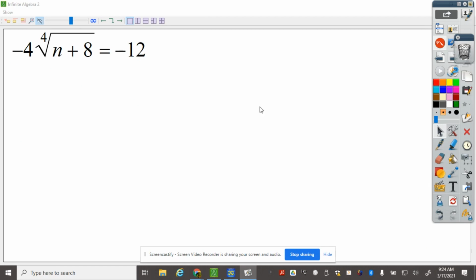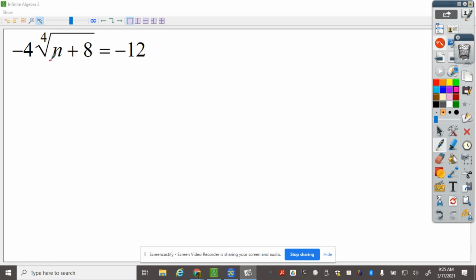Next, there are times that in solving radicals, the radical symbol or sign is part of the problem. Like this: negative 4 times the fourth root of n plus 8 is equal to negative 12. Just remember that the fourth root of x is the same thing as x to the 1/4. So if I multiply by 4, this cancels out; if I raise to the 4, that cancels out also. It's the same thing.